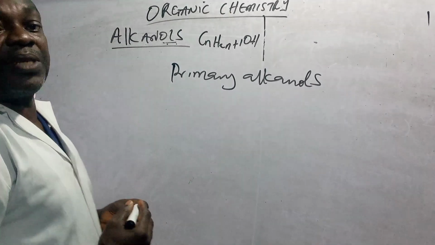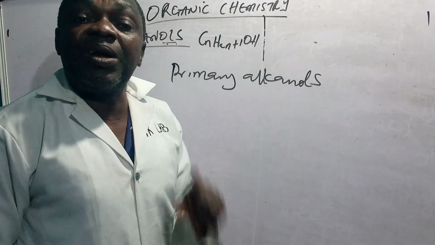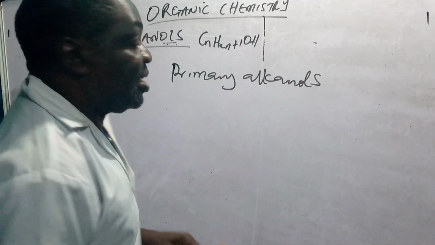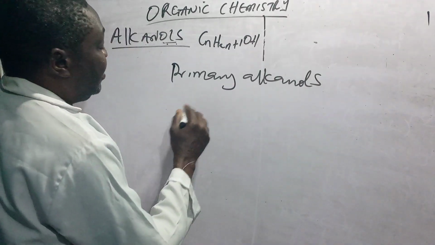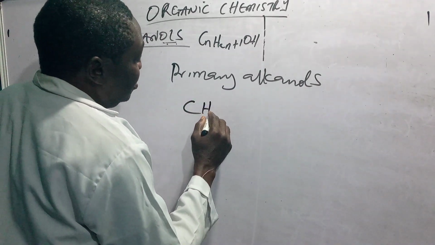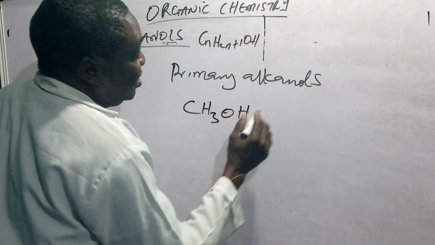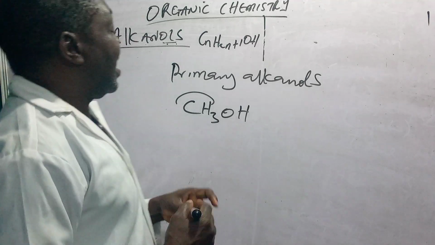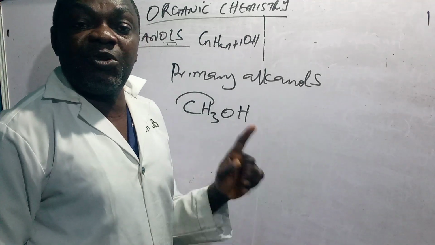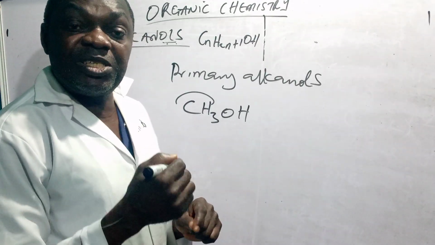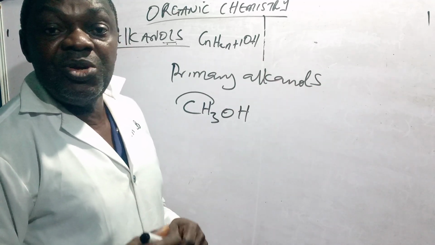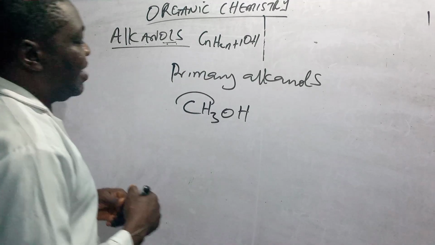Primary alkanols are those alkanols that have one alkyl group attached to the carbon atom carrying the hydroxy group. For example, let's say you have CH3OH. This is methanol. You see, this is an alkyl group. I told you in the first class that an alkyl group is an alkane that has lost one hydrogen atom. That space where the hydrogen atom was lost is used to bond with other things, other functional groups, substituents, or whatever.